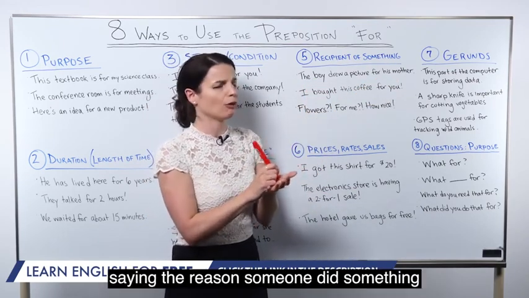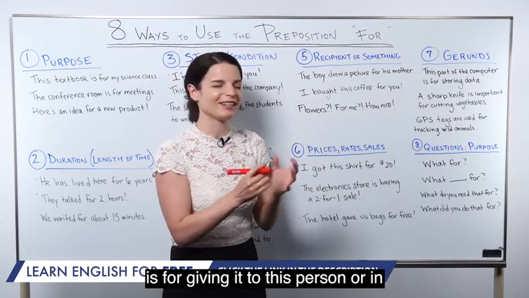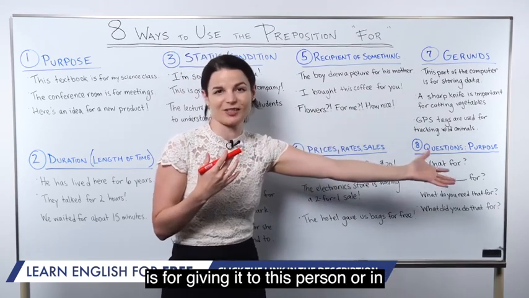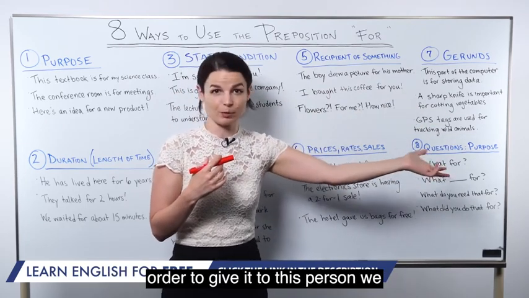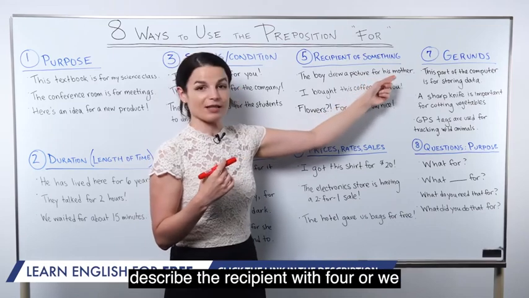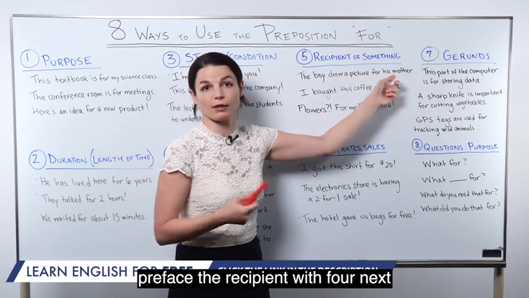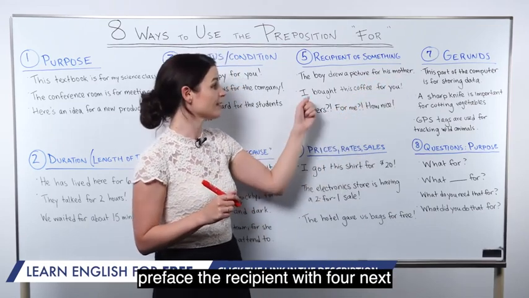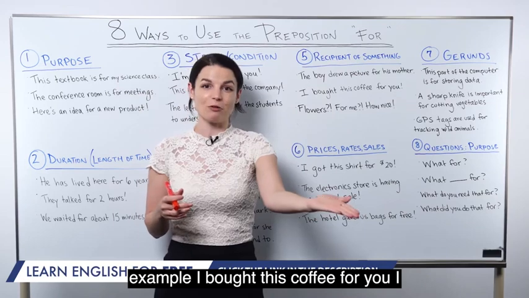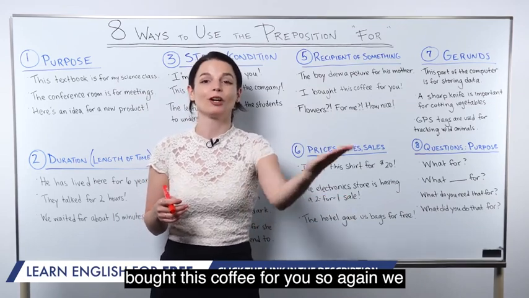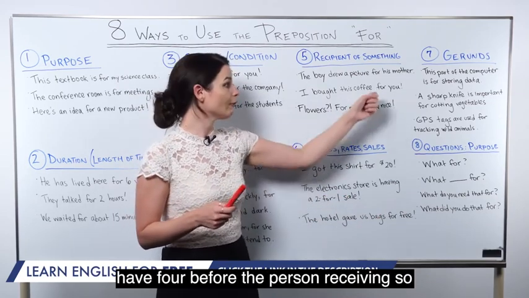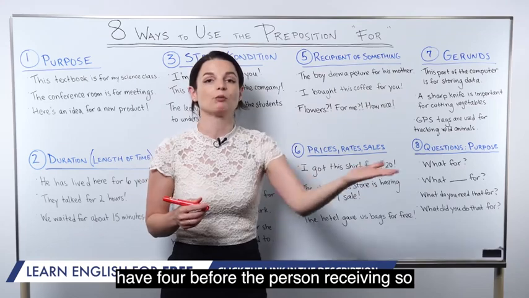So it's like saying the reason someone did something is for giving it to this person, or in order to give it to this person. We describe the recipient with for, or we preface the recipient with for. Next example: I bought this coffee for you. So again, we have for before the person receiving.